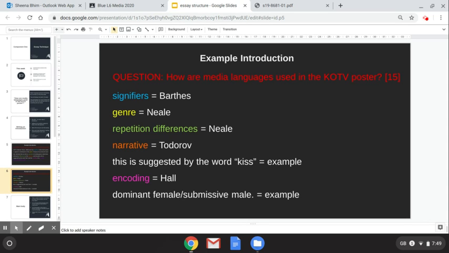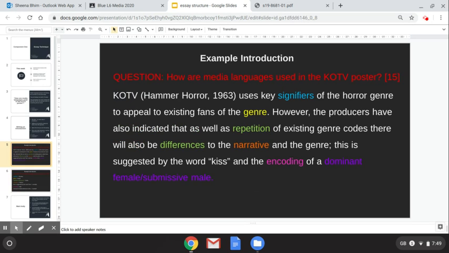So a good thing to do might be to pause now and plan out an introduction for this essay, okay? Make sure it's different to mine. You don't want to plagiarize. But make sure that you try and implant as much of that theory or as many terms as you can. Okay, so if you want to pause now and take 5-10 minutes to just plan out that introduction, that is absolutely fine. Off you go.